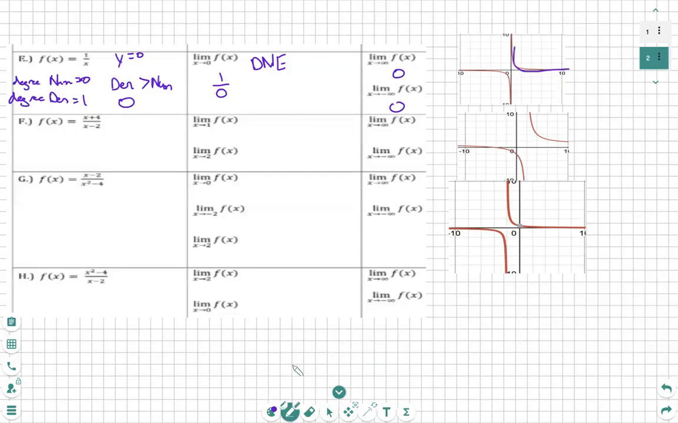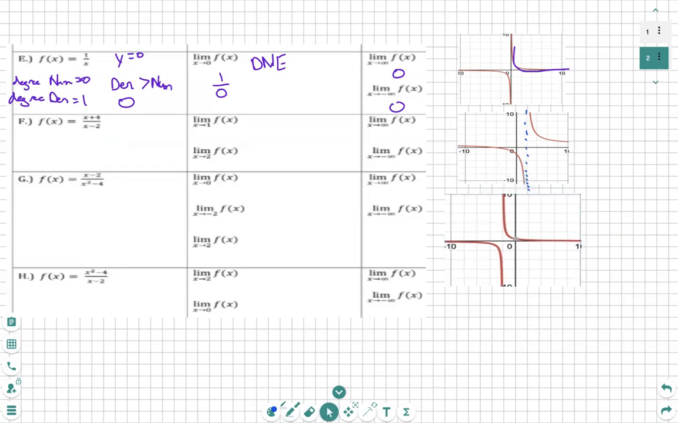All right, next. The next one, we have x plus 4 over x minus 2. We have an asymptote at x equals 2, and we have an intercept here. So here we go. As x approaches 1, we don't have any issues. We just have to plug it in. So we have 1 plus 5 all over 1 minus 2. We have 6 over negative 1. We have negative 6. Beautiful.